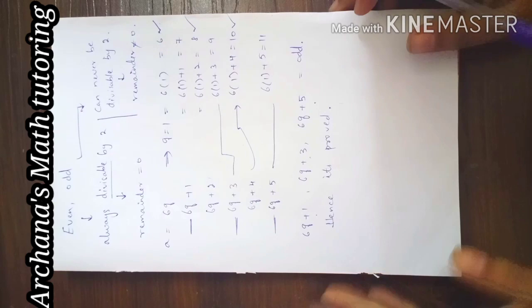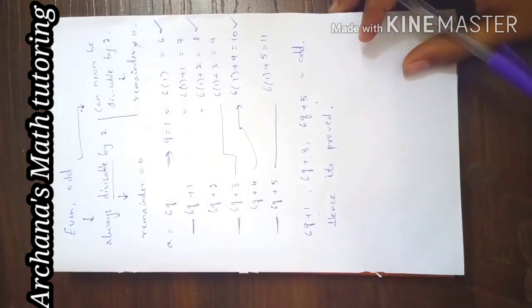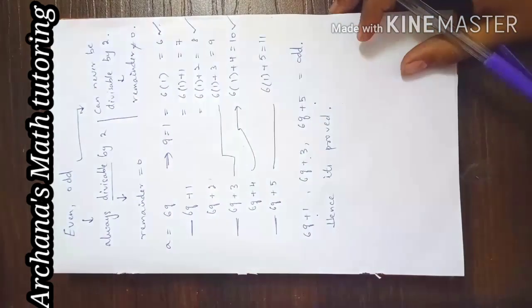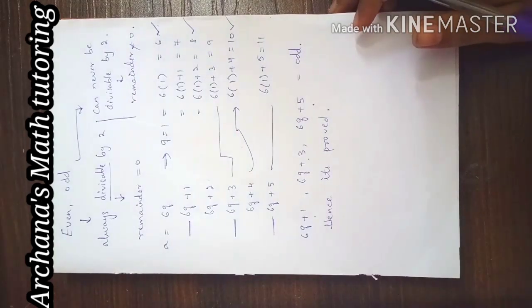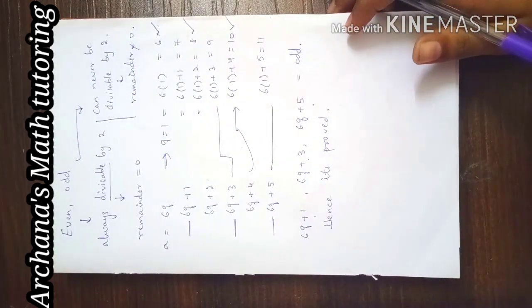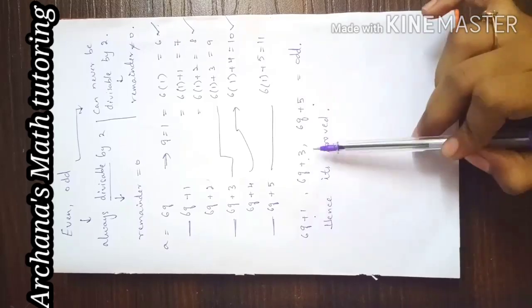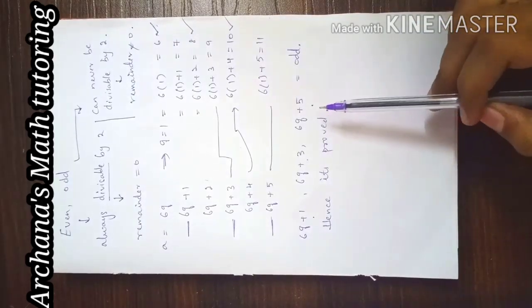So yesterday we learned up to this problem. We already proved by Euclid's division algorithm that a positive odd integer is of the form 6q plus 1, 6q plus 3 and 6q plus 5.